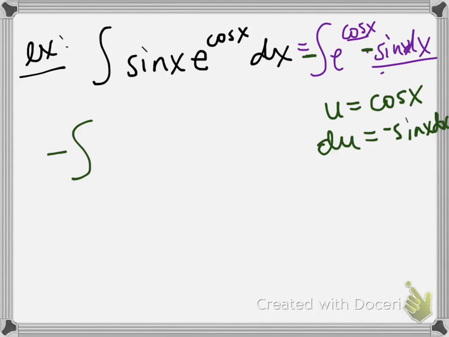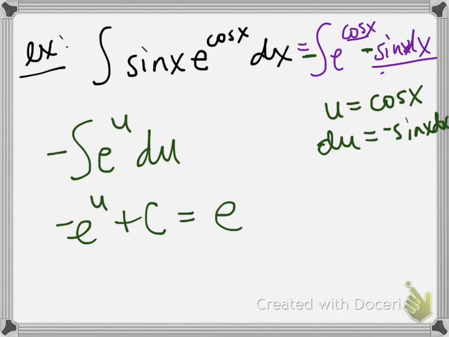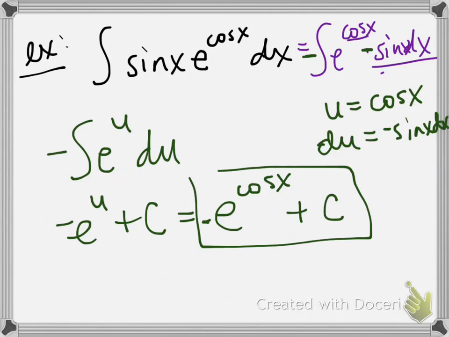So negative integral e to the u du becomes negative e to the u plus c. Now u is cosine x, so we're going to make that substitution back in there. And my answer is negative e to the cosine x power plus c.